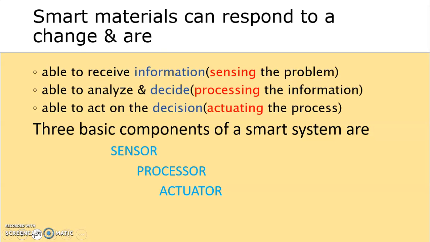The third is they are able to act on the decision. That is the process of actuation, or reaction. Once they gather the information, that is, sensing what is happening to them, they analyze, decide how to respond, and at the end they respond to the external stimuli. That is the normal structure, or the components, of a smart material. Any smart material is composed of three basic components. One is the sensor, which gathers information. Second is the processor, which analyzes and decides. And third is the actuator, which acts on the decision.